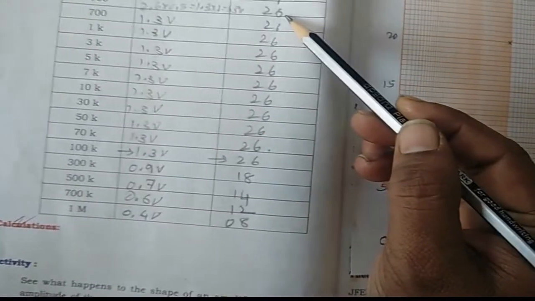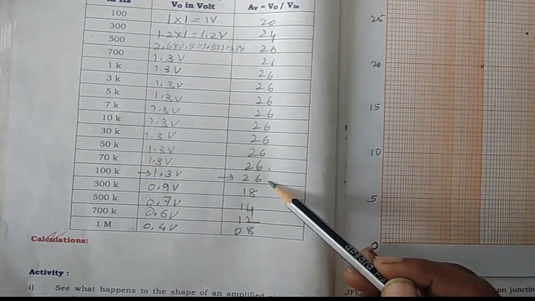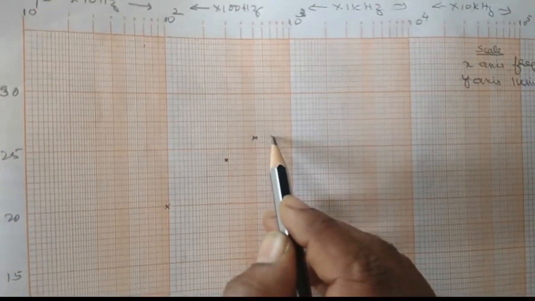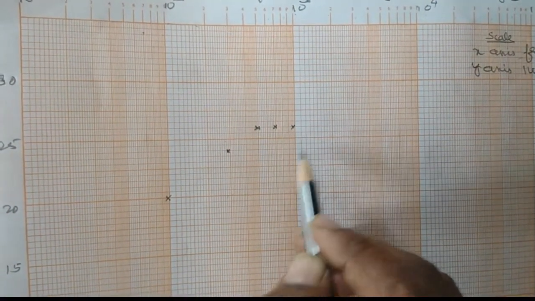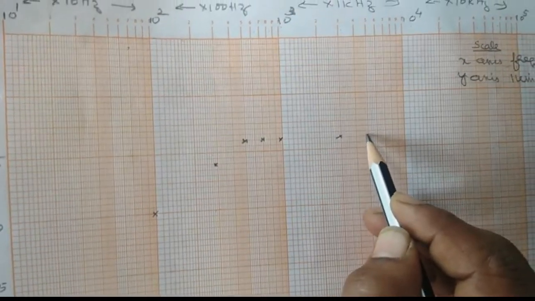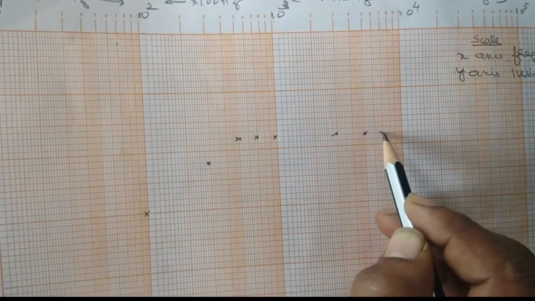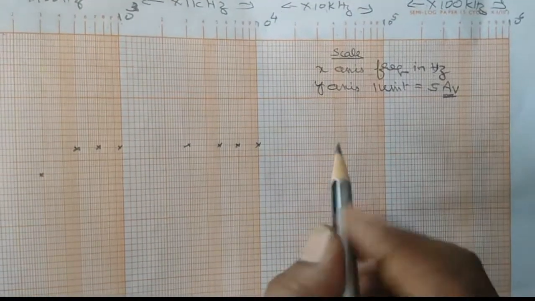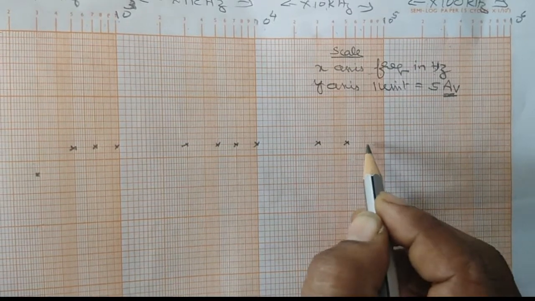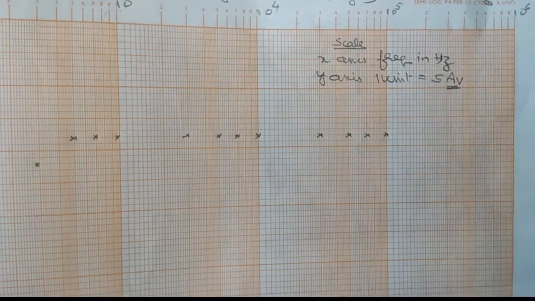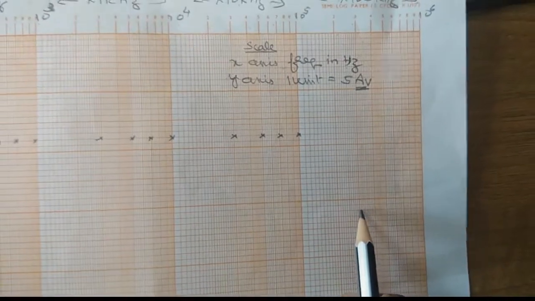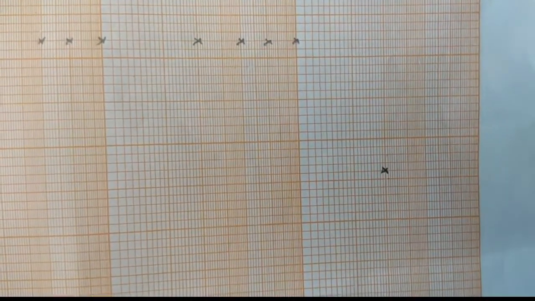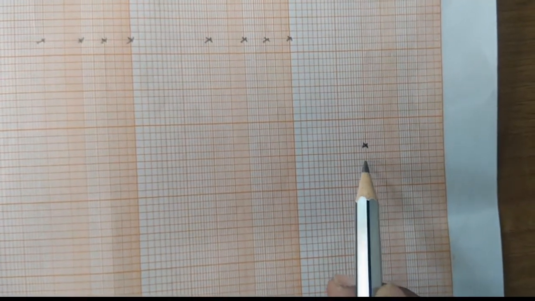After that, you are noticing that up to 100k it is the same. You can see here from 500 hertz up to 100k it is 26. So in what range are we varying? After 500, 700 is 26, 1k is 26, 3k is 26, 5k is 26, 7k, 10k, then 30k, 50k, 70k, 100k. Up to here it is the same. Then it falls: 19, 18, you can even see 15, 16, 17, 18.